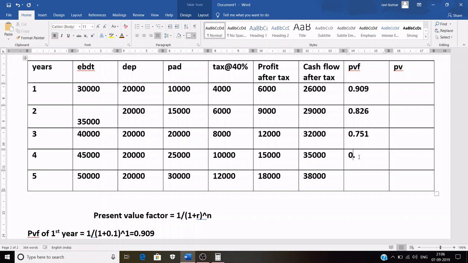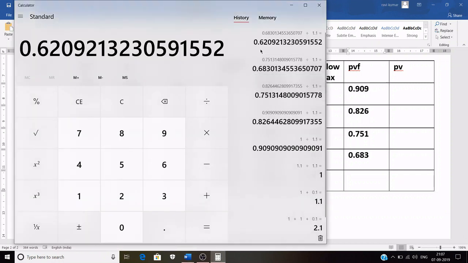So 0.683. Now again in the last year, our present value factor is 0.6209, because after the third place of decimal, the fourth digit is bigger than 5. So our 620 will become 621.